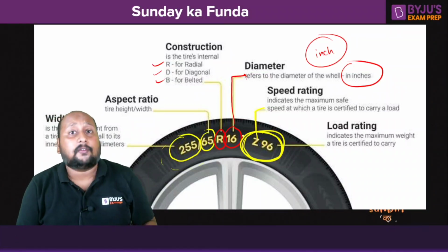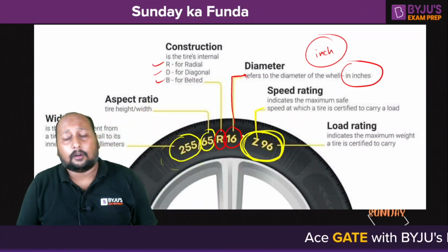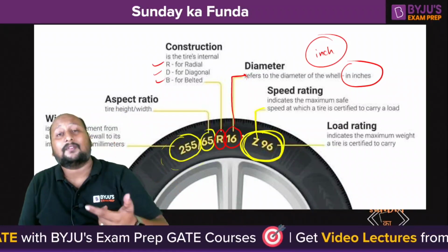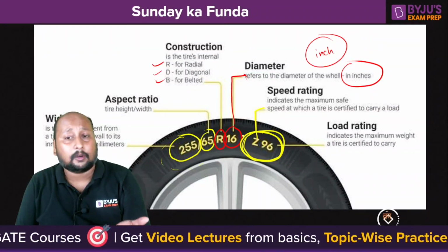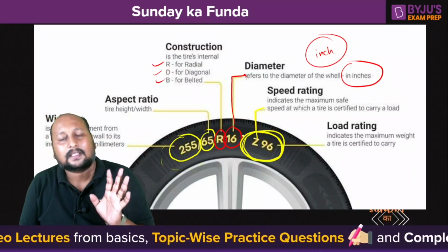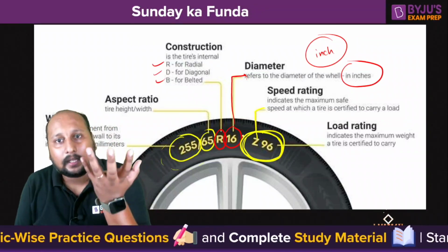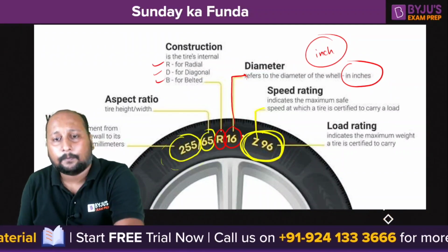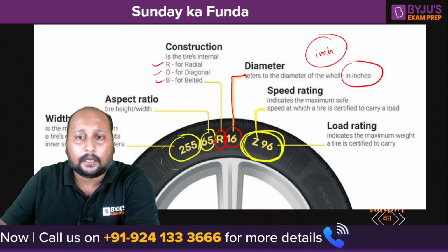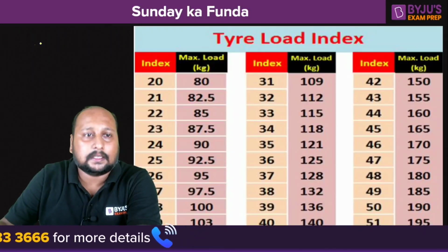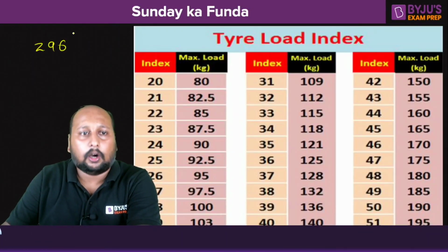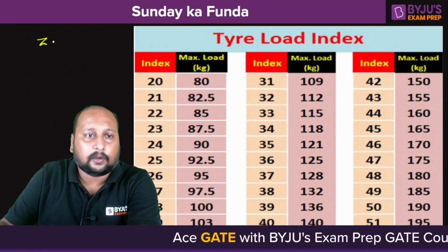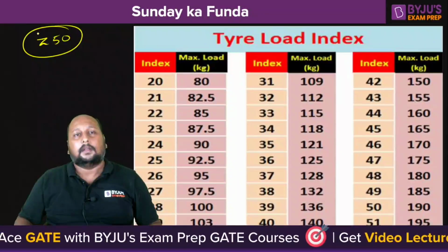So Z stands for the speed rating. You will see a chart, and based on that chart you'll see what the maximum safe speed is that you can drive using that particular tire. And the 96 value that you are seeing is the load capacity, that is, the maximum weight that an individual tire can bear. Okay, what is the maximum load carrying capacity of that tire. So if I talk about that load index, say this is Z96. Or if I say some other value, let us suppose we have a value as Z50.